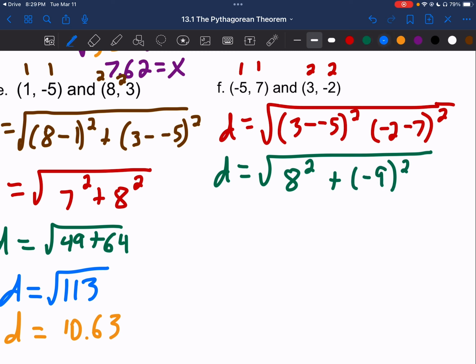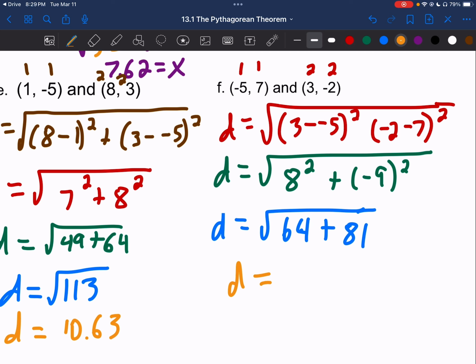All right, and now we need to square those values. So 8 squared is 64. -9 squared is 81. Add them together, combine like terms, you get 145 still inside the radical. And then when we take the square root of this, square root of 145 gets us 12.04.